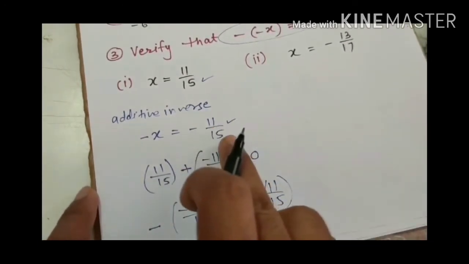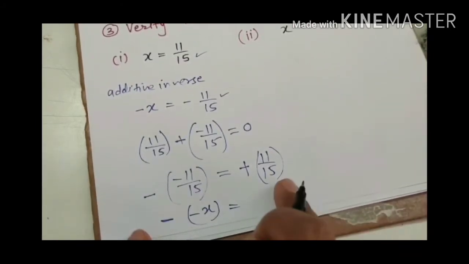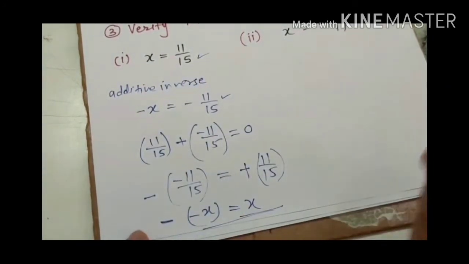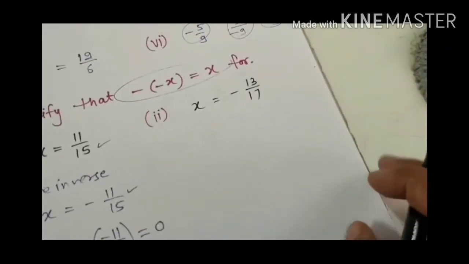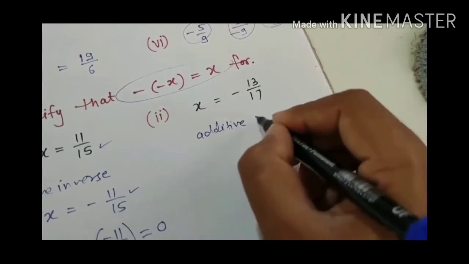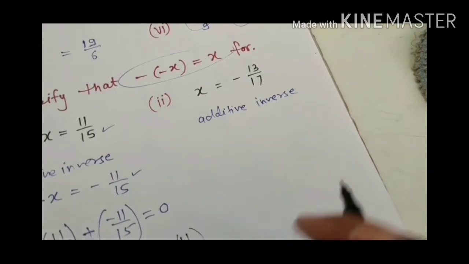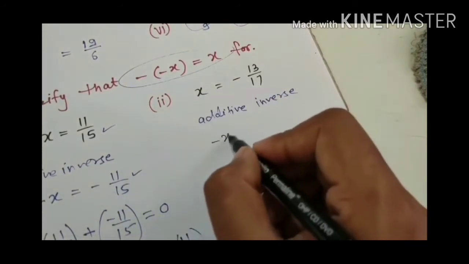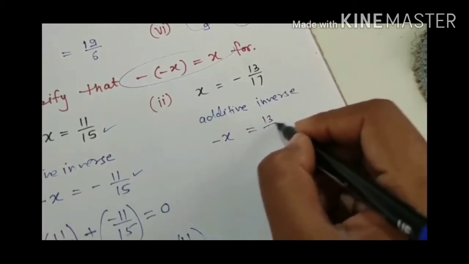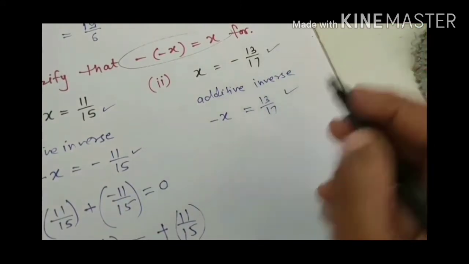Now this, minus of minus x equal to x. That's what he was asking in the question. He is verifying additive inverse, the same thing. Minus x equal to, so as it is minus of minus, it will be plus.